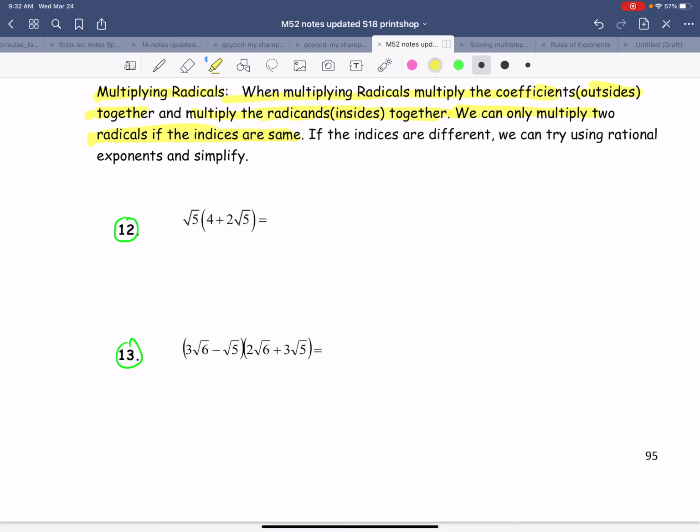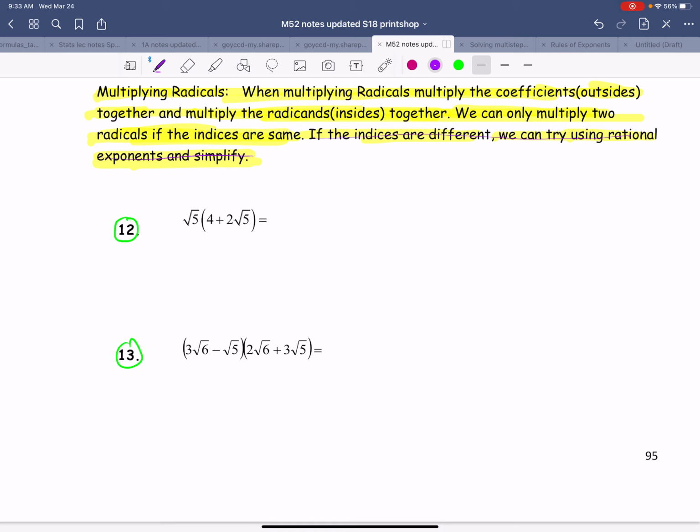So you can multiply a square root and a square root, a cube root and a cube root, a fourth root and a fourth root, but you cannot multiply a square root with a fourth root. As long as the indices are the same, we can multiply the outsides together and insides together, coefficients together and the radicands together. If indices are different, we can try using rational exponents and simplify, which we will talk about soon. We will not focus on different indices in this section. We're only going to focus on same indices.